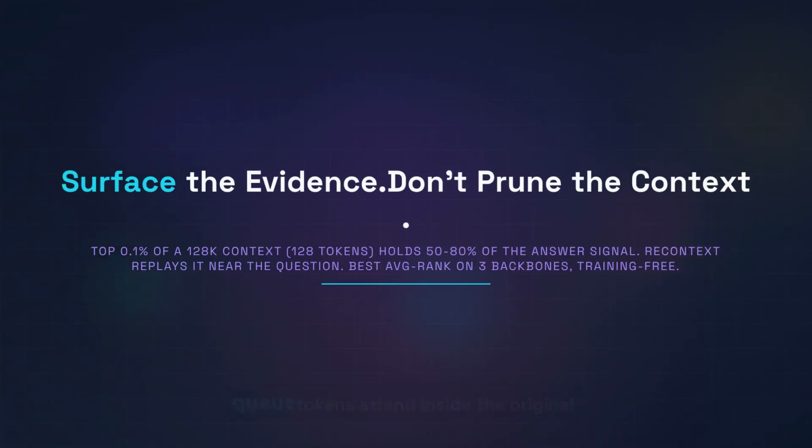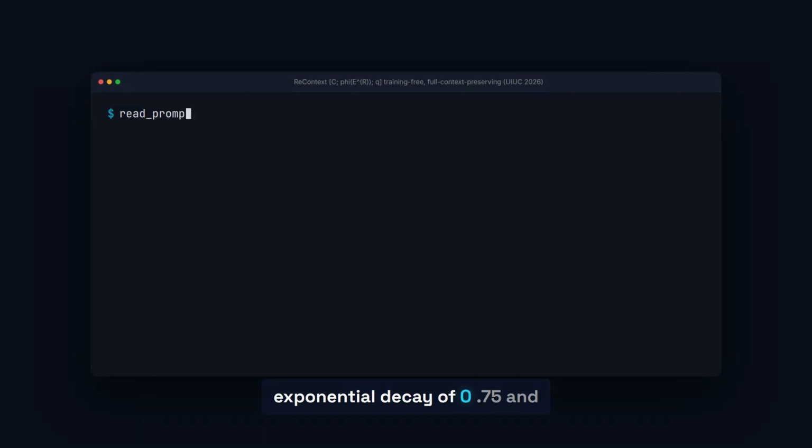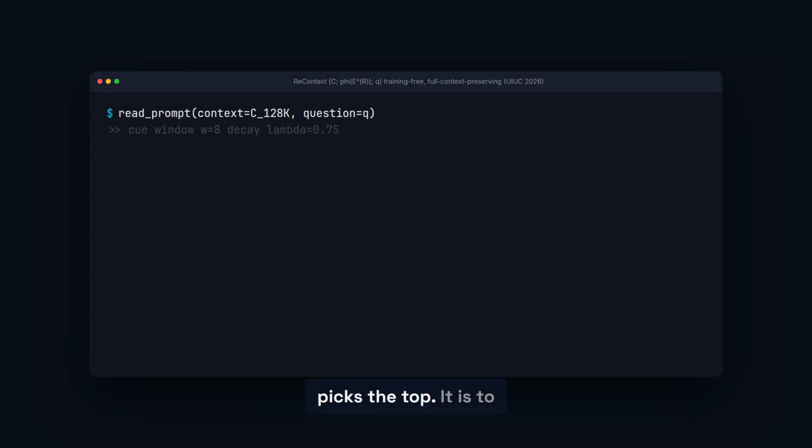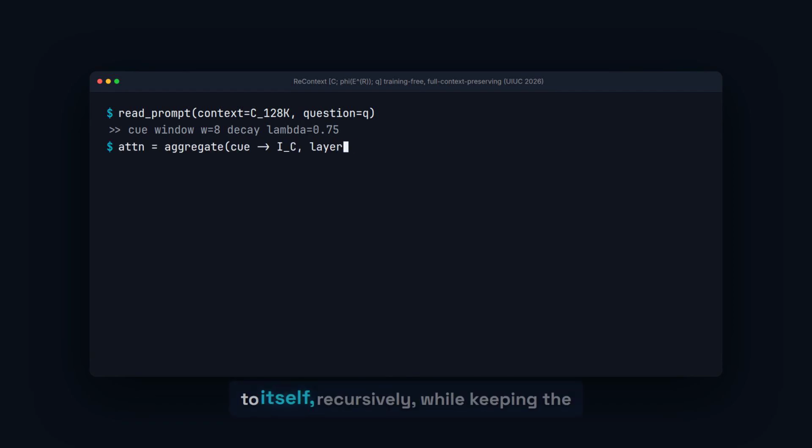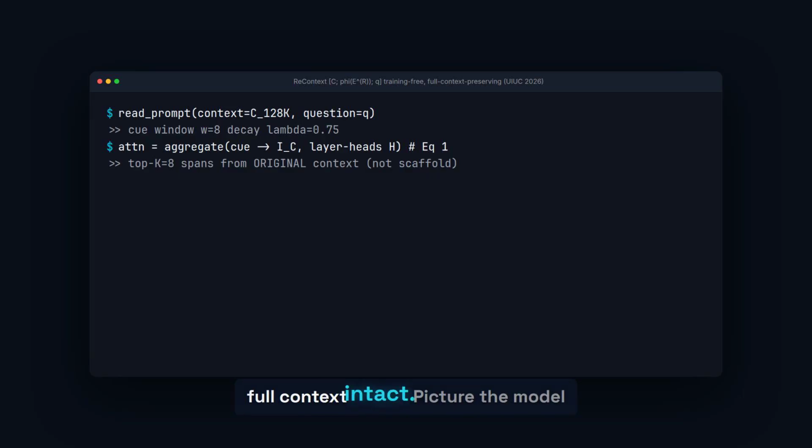ReContext watches where the question's Q tokens attend inside the original context, aggregates that attention over a handful of layer-head pairs with an exponential decay of 0.75, and picks the top. It is to replay the model's own evidence back to itself, recursively, while keeping the full context intact.